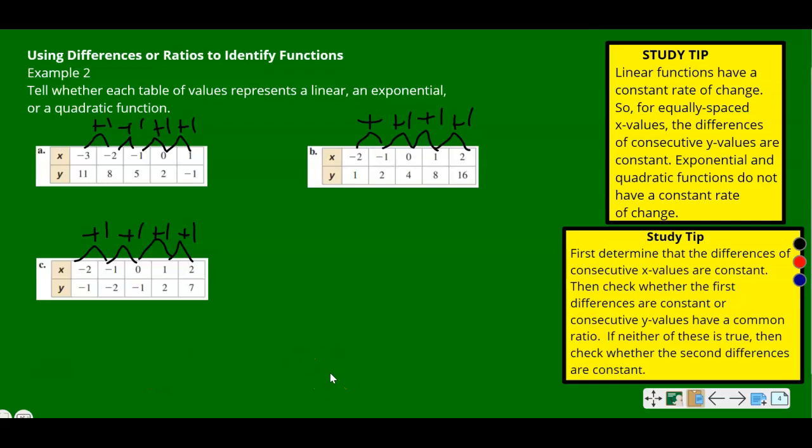So for A part, to go from 11 to 8, I'm going to minus 3. From 8 to 5, I subtract 3. 5 to 2, subtract 3. And 2 to negative 1, I subtract 3. So that is considered a constant rate of change. So if I have a constant rate of change with consecutive y values, that means it is a linear function. So for A part, I can say that is linear.